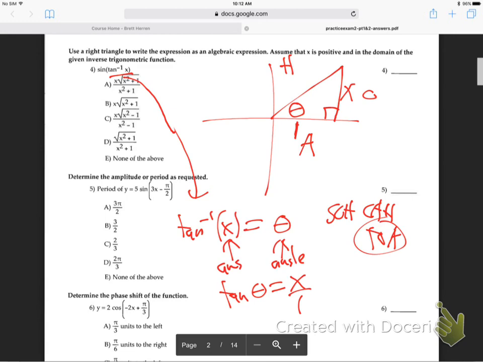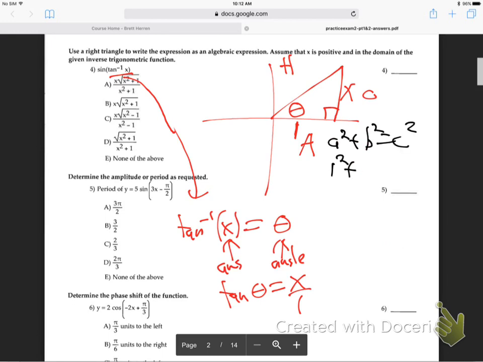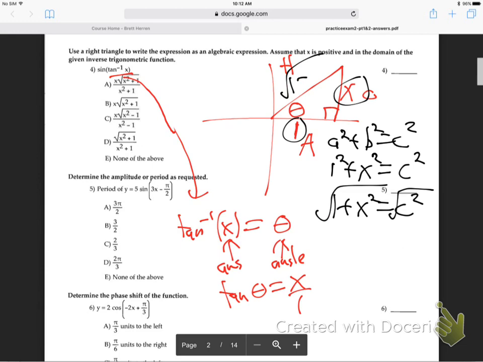Now we've got to do the Pythagorean, find the hypotenuse, all that same stuff. So let's do it. Pythagorean, a squared plus b squared is c squared. 1 squared plus x squared is c squared. So that's 1 plus x squared is c squared. Root it. So it's the square root of 1 plus x squared.